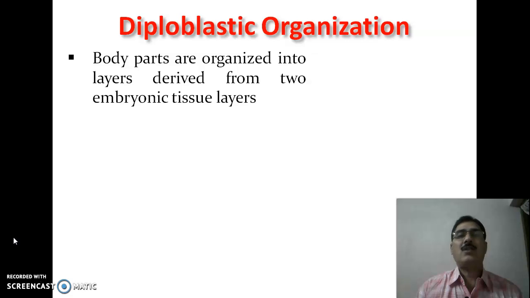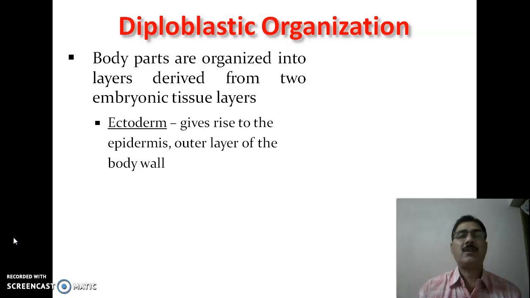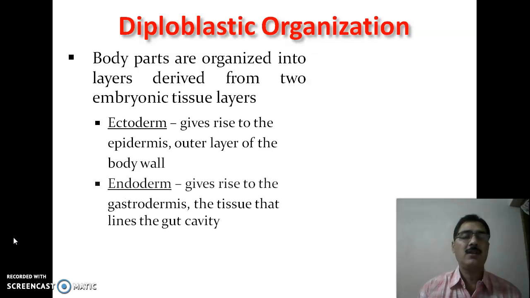The diploblastic organization has two embryonic tissue layers, one the ectoderm, which gives rise to the epidermis, and it is the outermost layer of the body wall, while the endoderm gives rise to the gastrodermis, the tissue that lines the gut cavity.